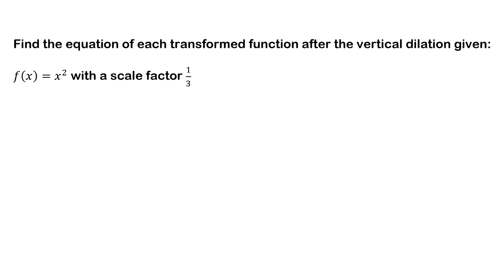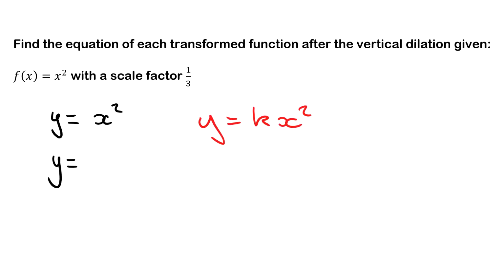Find the equation of each transformed function after the vertical dilation. So we have the original function here. Remember, when you're adding a vertical dilation, it is a k factor. And if we know our scale factor is 1/3, we simply add 1/3 there. Another way you could represent this is y equals x squared over 3.